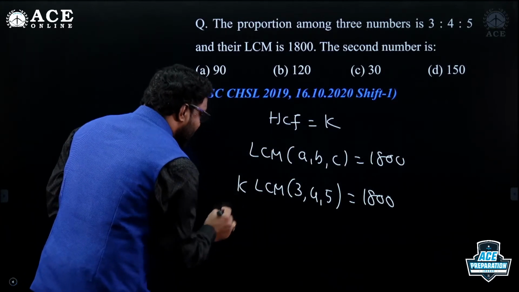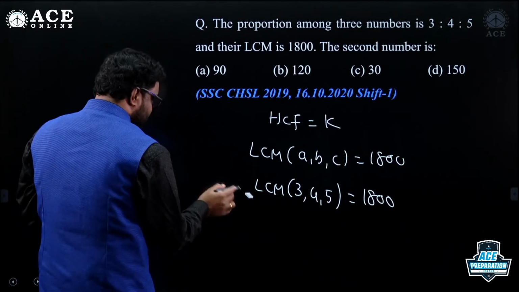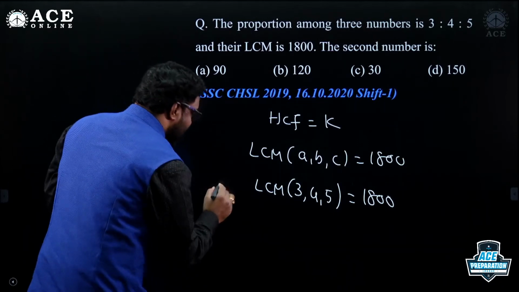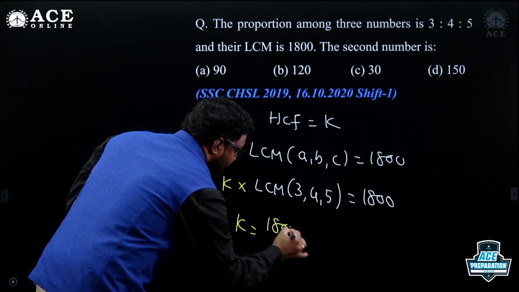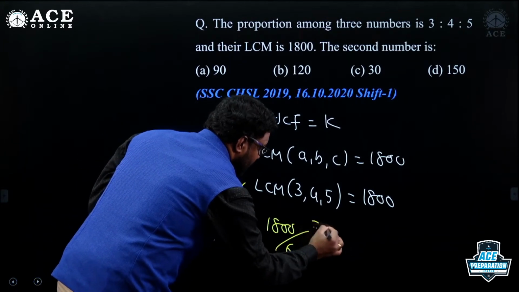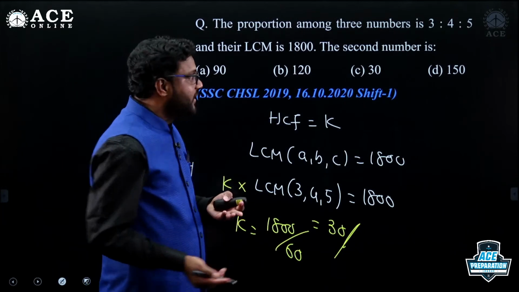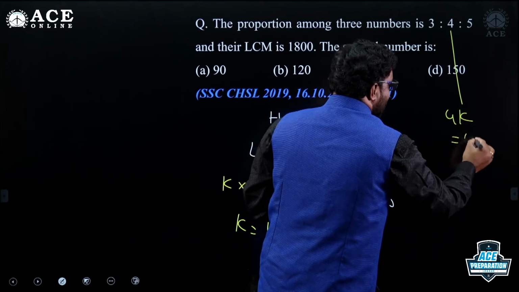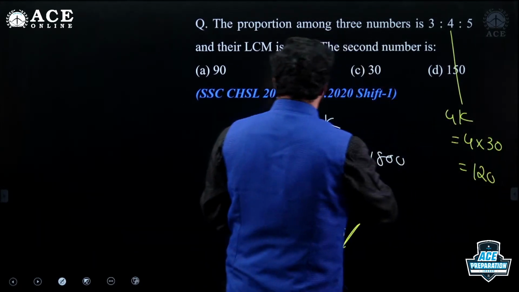So we have to calculate the K value here. This is K multiplied with 60, so we should calculate K. If you calculate K, this is 1800 divided by 60. We got 30 here. K value is 30. Now what is the question? Second number. Second number is 4K, 4 into 30. Or I'll show you the shortcut actually. No need to do all these things.